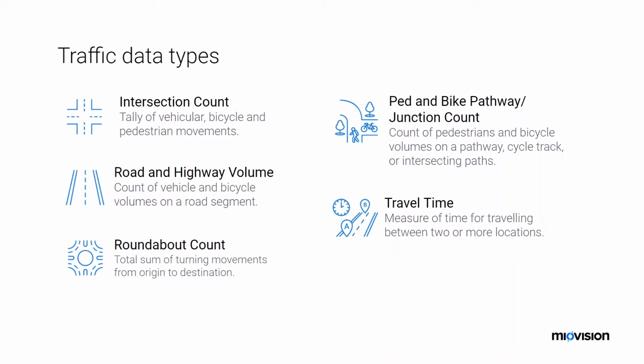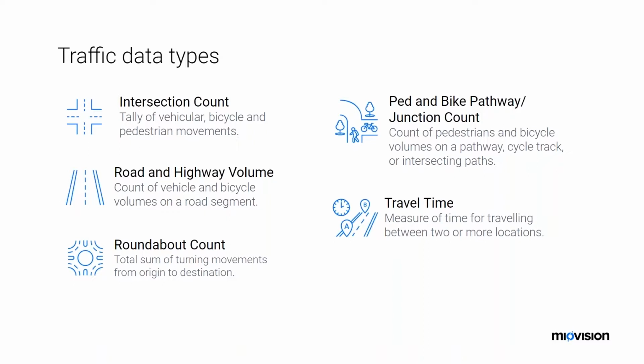If you're looking for data on bike or pedestrian movements, we have pathway and junction studies. Pathways are similar to a highway study where you're looking at volume in a set area. And junction studies are similar to our vehicle TMCs. So there you're gathering information on if people are moving right, going through, or turning left in a specific area.